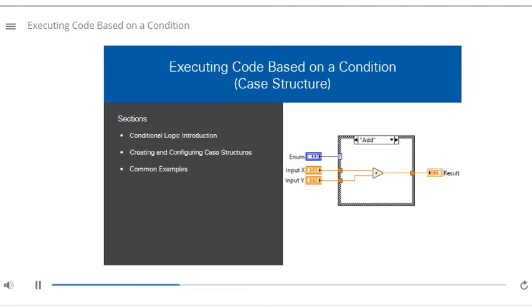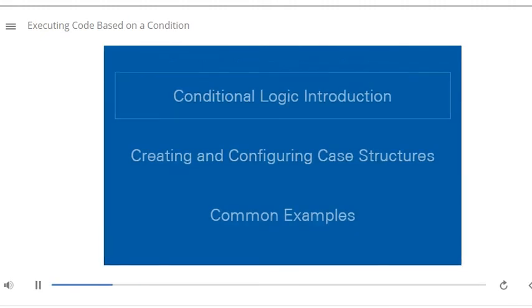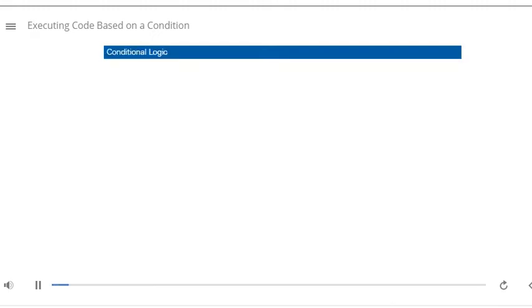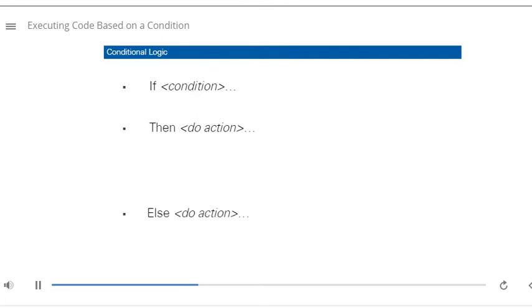This lesson explores how to execute code based on a condition using a case structure. Conditional logic allows you to execute code based on a condition. That is, if a particular condition is true, then do some action, else do some other action.